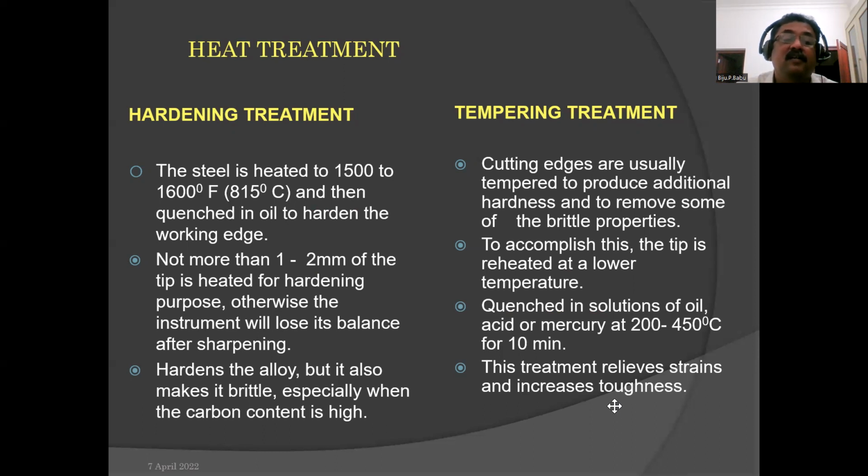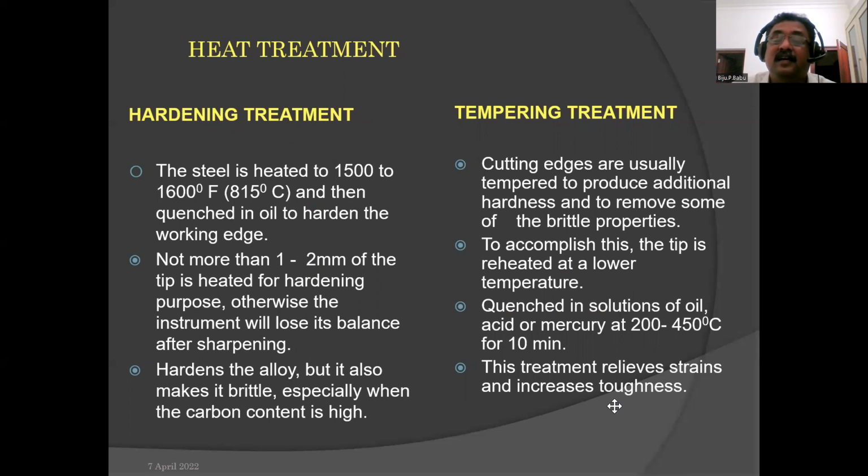Sorry, you quench it in oil to harden the metal. Then the second treatment is tempering treatment. In tempering treatment, cutting edges are usually tempered to produce additional hardness and to remove some of the brittle properties, to relieve the stress and strain in the metal.